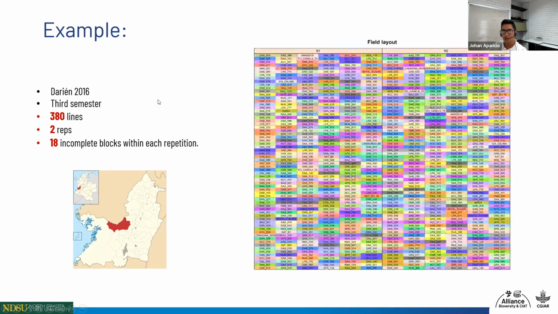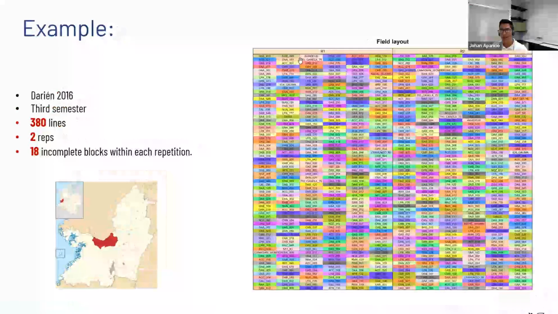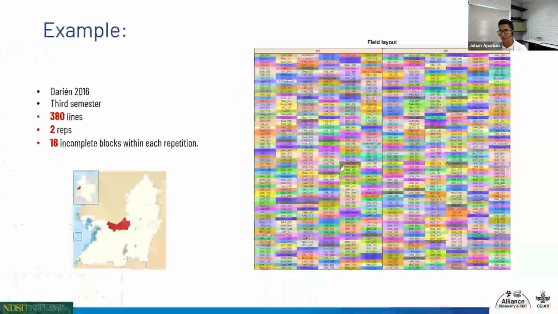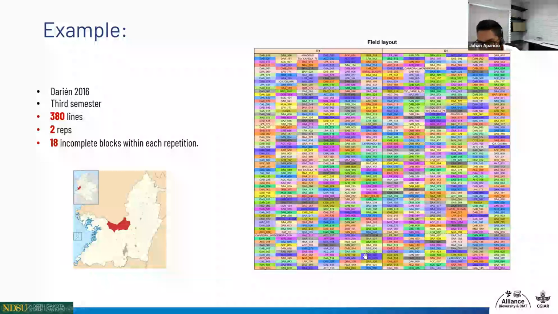This is how it looks. This is basically the randomization. This is an alpha lattice, 2 reps. You can see here these dashed lines. That means that this is an incomplete block. And in total, we have around 17 blocks, more or less, in each of the reps.